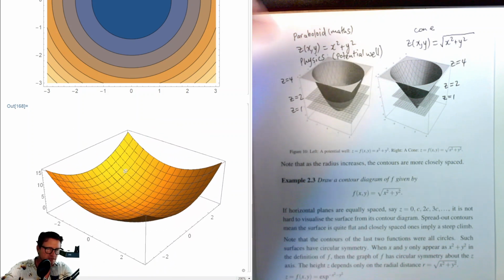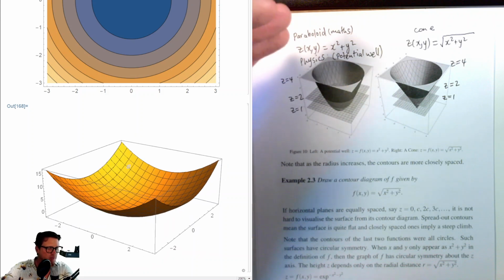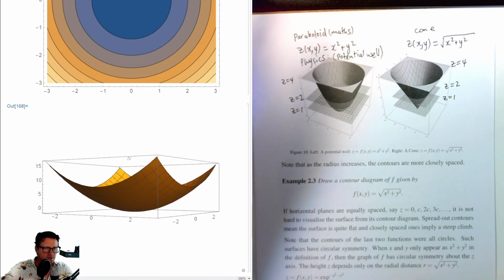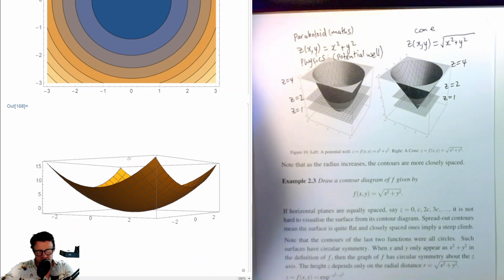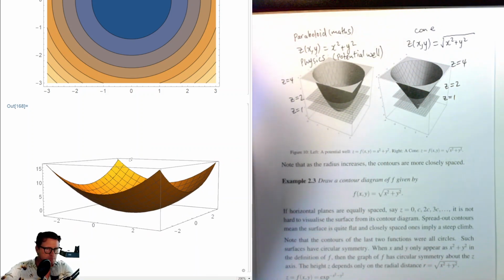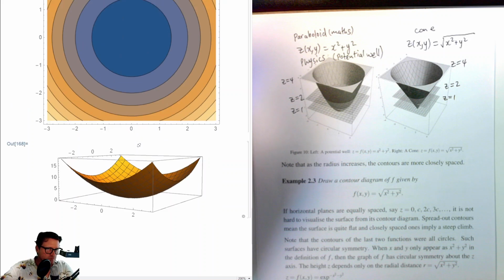And you can do this too, because I've shown you how to install Mathematica on your machine. So you could and probably should do this too, so you get a feel for this. All right, so let's move on.